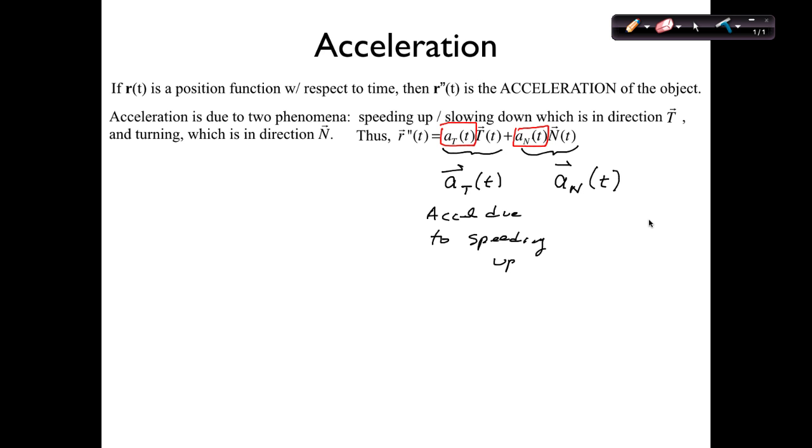So to make sense of that, we're going to split it into these two components, a forward component and a turning component. So now you can make sense of this: this is acceleration due to accelerating or hitting the brakes, and this is acceleration due to turning the wheel. When you add these together, you get what you would get if you take the second derivative. Make sense?